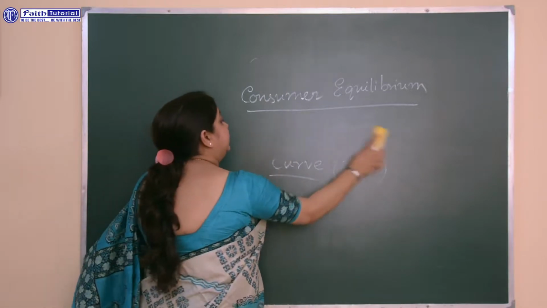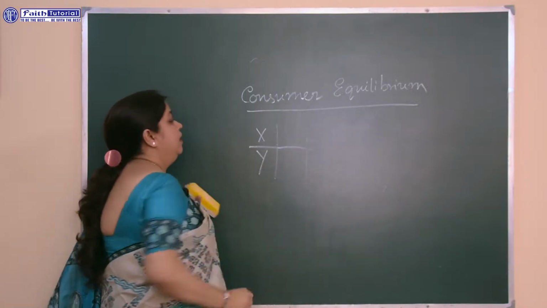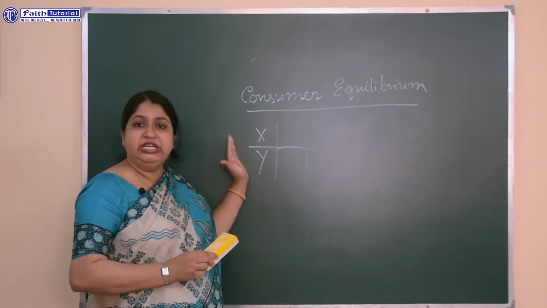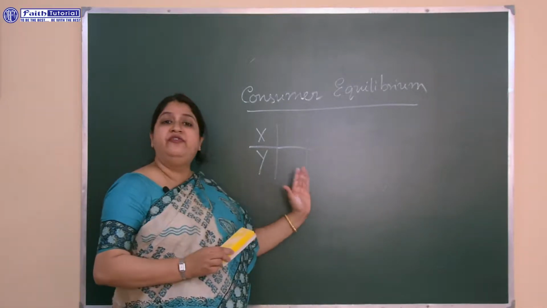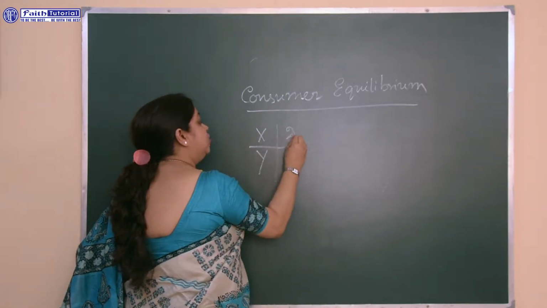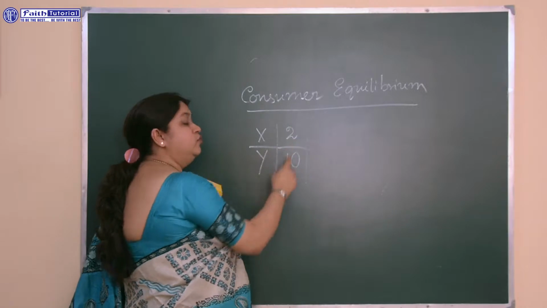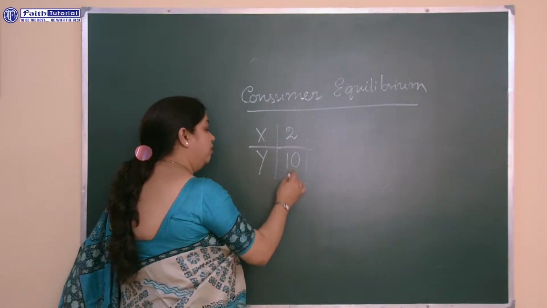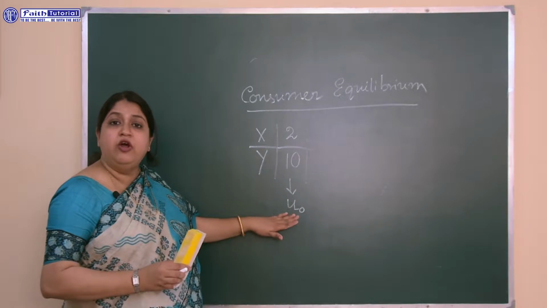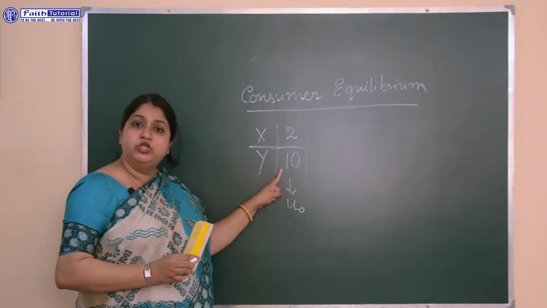So first let me give an example. Suppose it's a two commodity world. Two commodity world means we are having only two commodities, X and Y. Now we can have different combinations of the two goods. Suppose we are having 2 units of good X and 10 units of good Y. This is a combination of two commodities, and suppose the utility derived from these two commodities is denoted by U naught. So U naught means the level of utility which we can derive from the combination of 2 units of X and 10 units of Y.